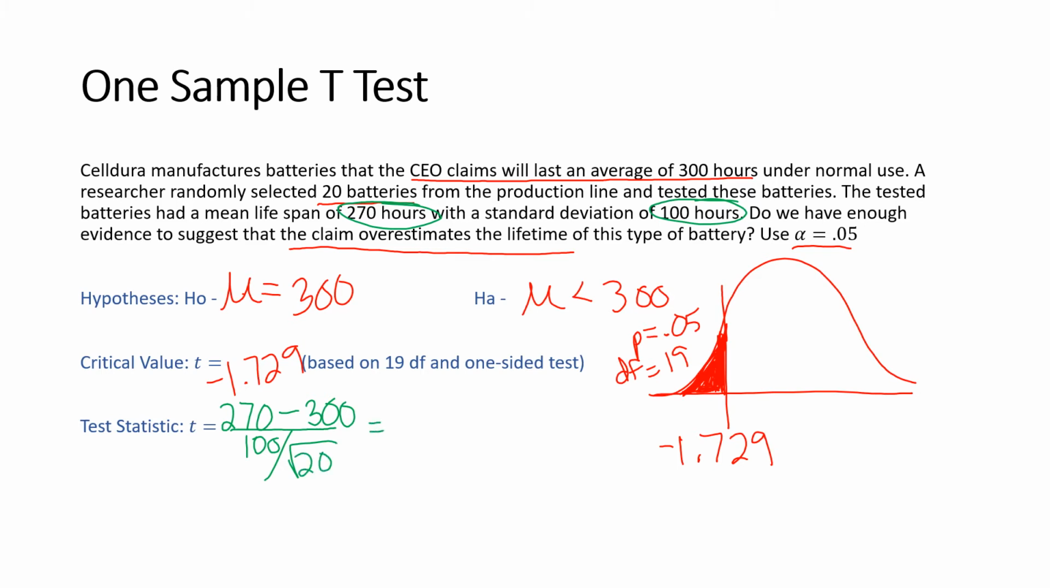Now the only reason we're doing t here is because that standard deviation was just from the sample of 20 batteries. That's the only distinction that you're making between choosing a t test statistic or a z test statistic, is based on where that standard deviation comes from.